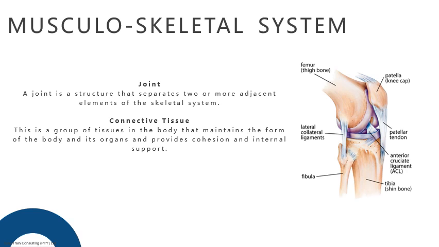Joint. A joint is a structure that separates two or more adjacent elements of the skeletal system. Depending on the type of joint, such separated elements may or may not move on one another. Connective tissue. This is a group of tissues in the body that maintains the form of the body and its organs and provides cohesion and internal support.